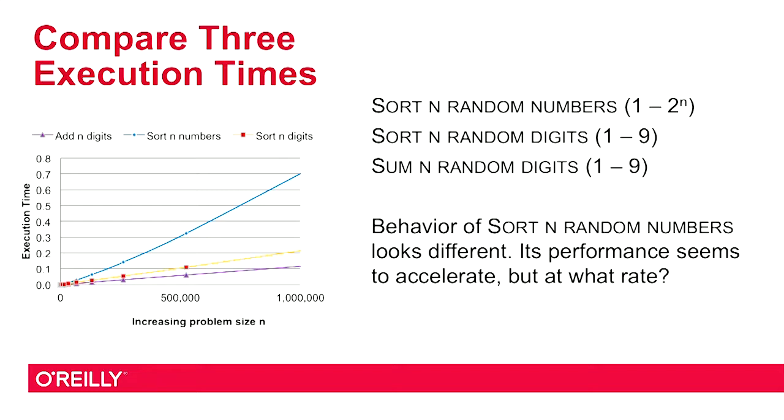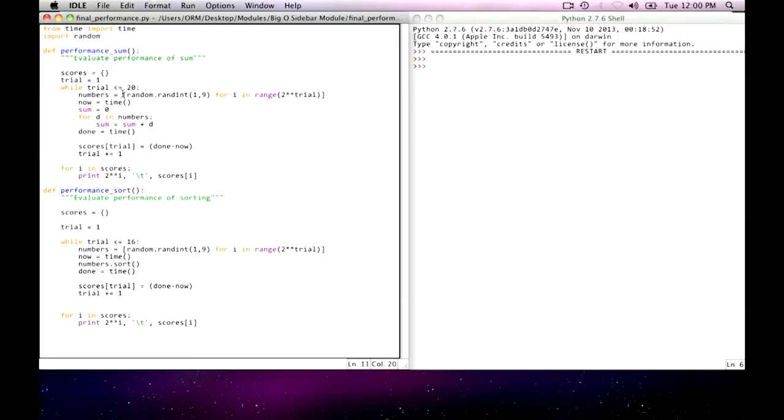Now, to really witness this in action, let's go to the code so we can see what the code looks like. I now have 2 functions that I've coded up. One to compute the performance of sum, and the other one to compute the performance of sort. As you can see, I generate a number of trials, and for each one I create a random list of digits from numbers 1 through 9. And I create a total of 2 to the n of them. The first function will just sum them all one at a time, compute the difference in the time, and then keep track of that in a scores dictionary, which I will then print up at the end.